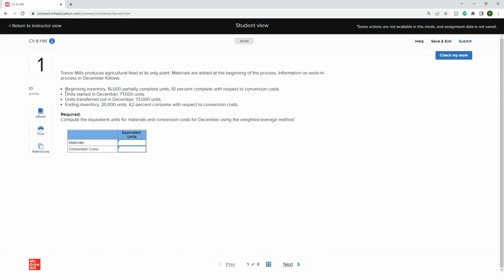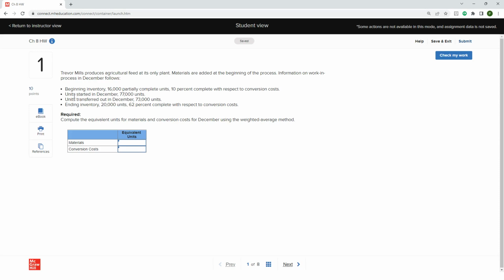Let's keep reading. Beginning inventory has 16,000 partially complete units. It says it's 10% complete with respect to conversion costs. That's going to be stuff like the labor and the overhead that's applied to the units. So in that case, it's only 10% complete. But we know that for materials, it's already 100% complete. These 16,000 units are 100% complete in terms of materials.